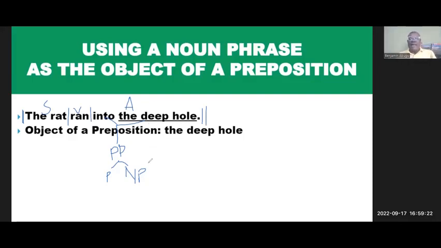When you say the rat ran into, somebody wants to know into what? Okay, into what? Something receives the action of that into. So there's a relationship between the action of running and the rat that does the running and the hole. Okay, so you see, that is exactly what we find here. And the object of that preposition is the noun phrase, the deep hole. So that is exactly the way it is, okay? So I want you to take a look at all these for you to understand what noun phrases are and how we can use them in meaningful English sentences.